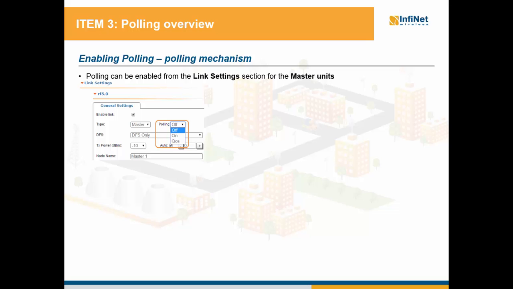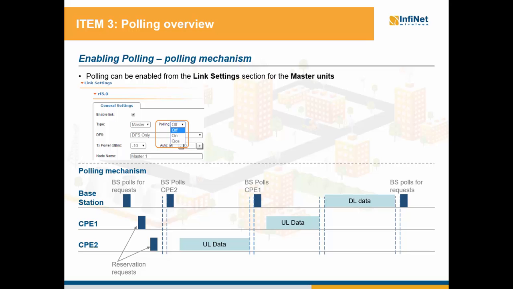And as you can see, we have 3 options. We have the option to disable polling, to enable it, or to enable QoS polling. In the next example, we illustrate the main functionality of polling, which means that the base station polls for requests in a specific window, and it waits for the CPEs that have data to send to respond with a reservation request. Then the base station takes the decision which CPE should transmit its data based on load, link quality, and other factors. These are the main criteria.